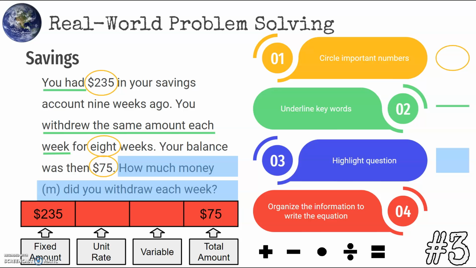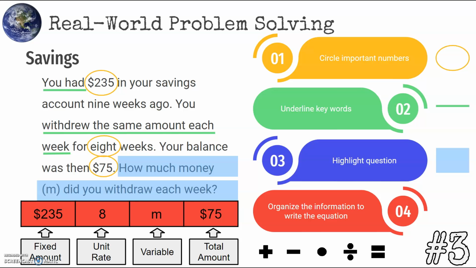The 235 is a fixed amount. We ended up with $75. So that's very important that you realize that. The unit rate is 8. And then our variable is M because we're not sure how much money, but we know the time is 8 weeks. So during those 8 weeks, I need to know how much money was taken. Now we have all the information organized.